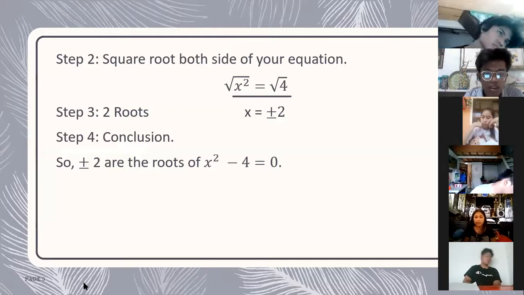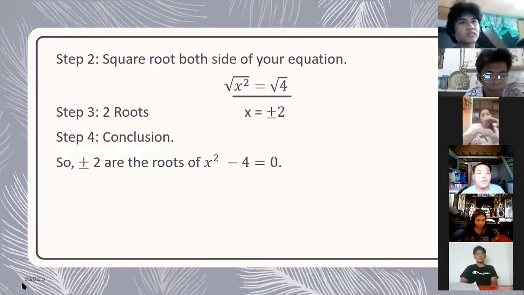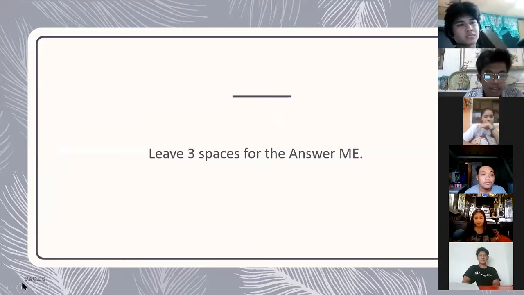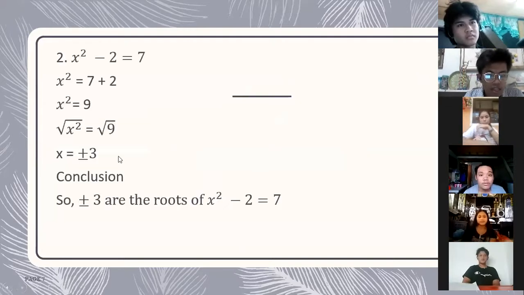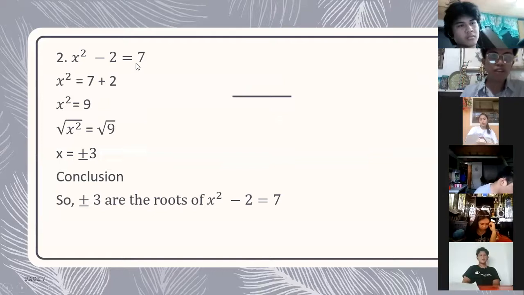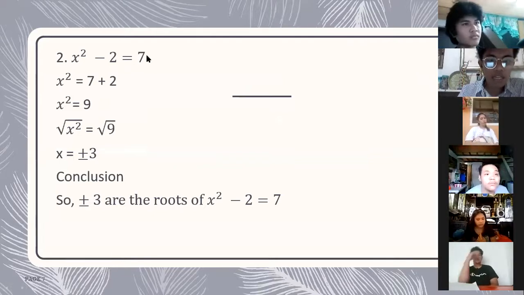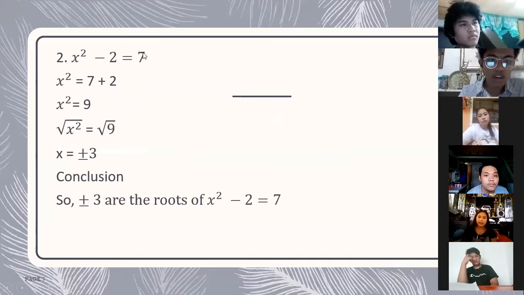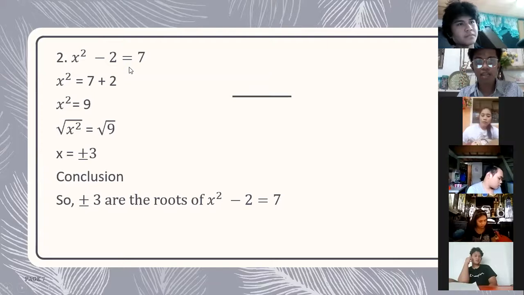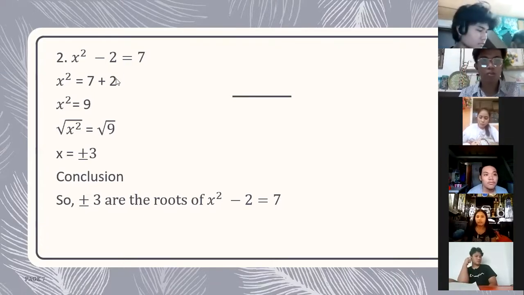Okay, so let's have here for the next example. Okay, now, let's have the given x squared minus 2 is equals to 7. Now, unlike with the first one, ang number natin dito ay meron tayong constant 7. So, hindi siya 0. So, anong gagawin natin? So, this is the process. So, hindi na tayo mag-step by step. We need to make it one by one kung paano natin siya gagawin.